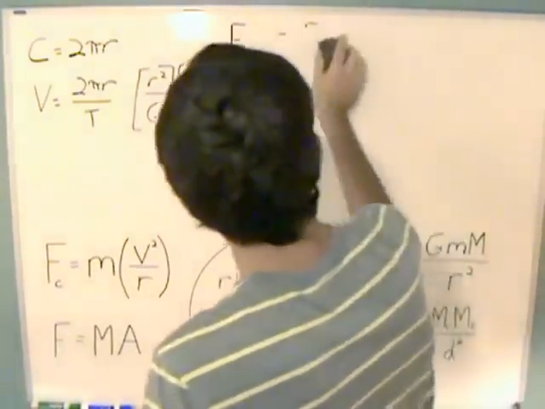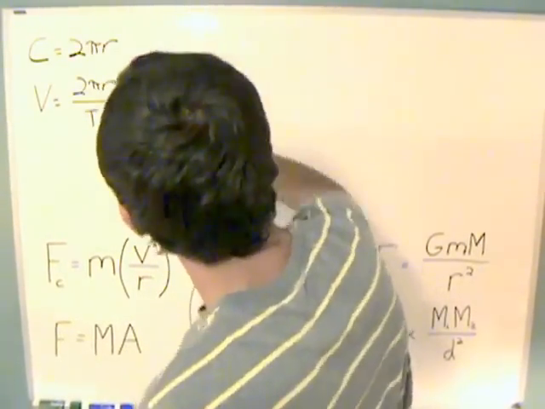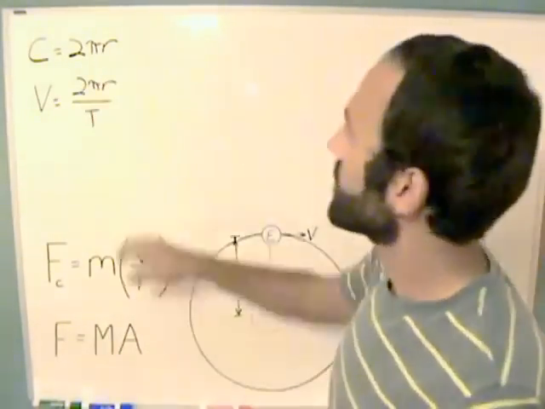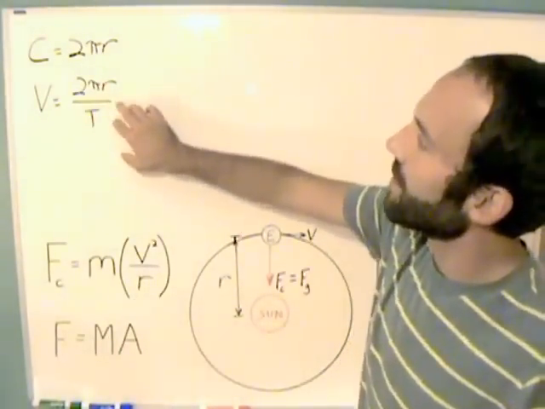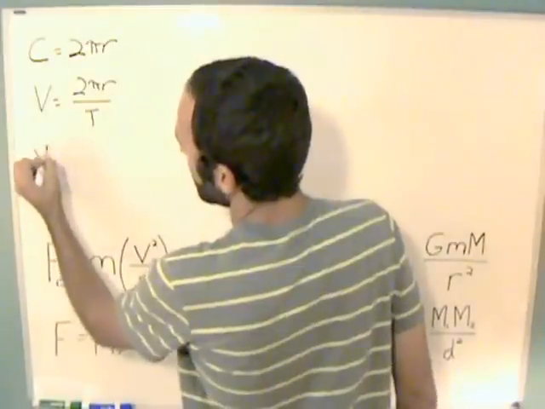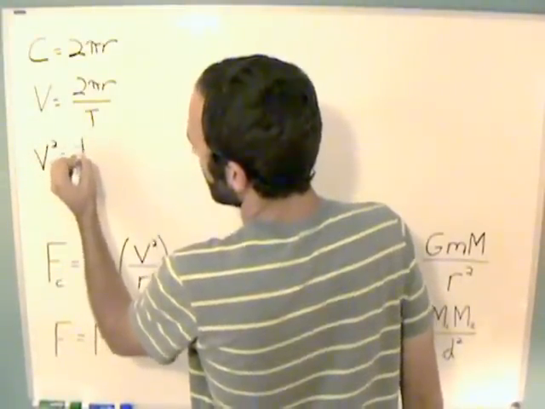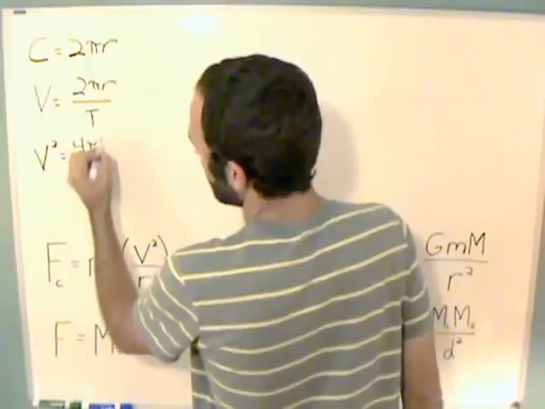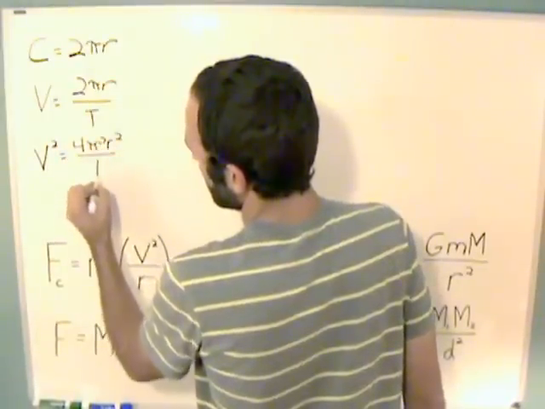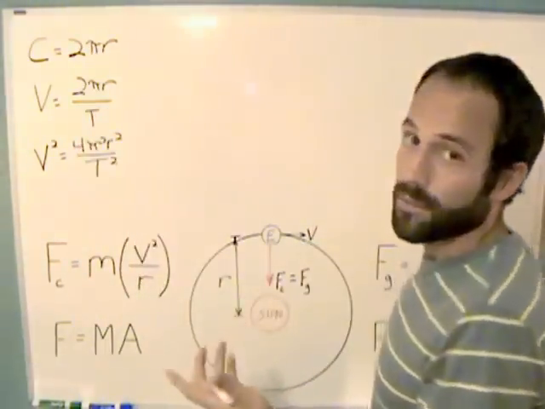Get that equation back up here. What people have realized is that since V is equal to 2 pi r over the period, you can say V squared is equal to 4 pi squared times r squared over the period squared. See, it's just this times itself squared.